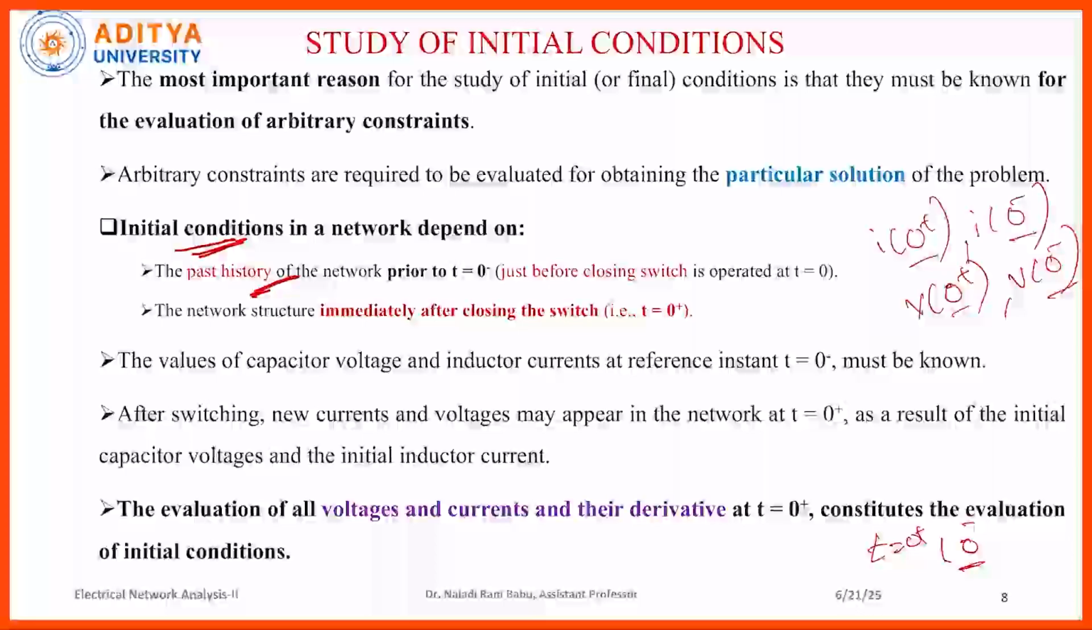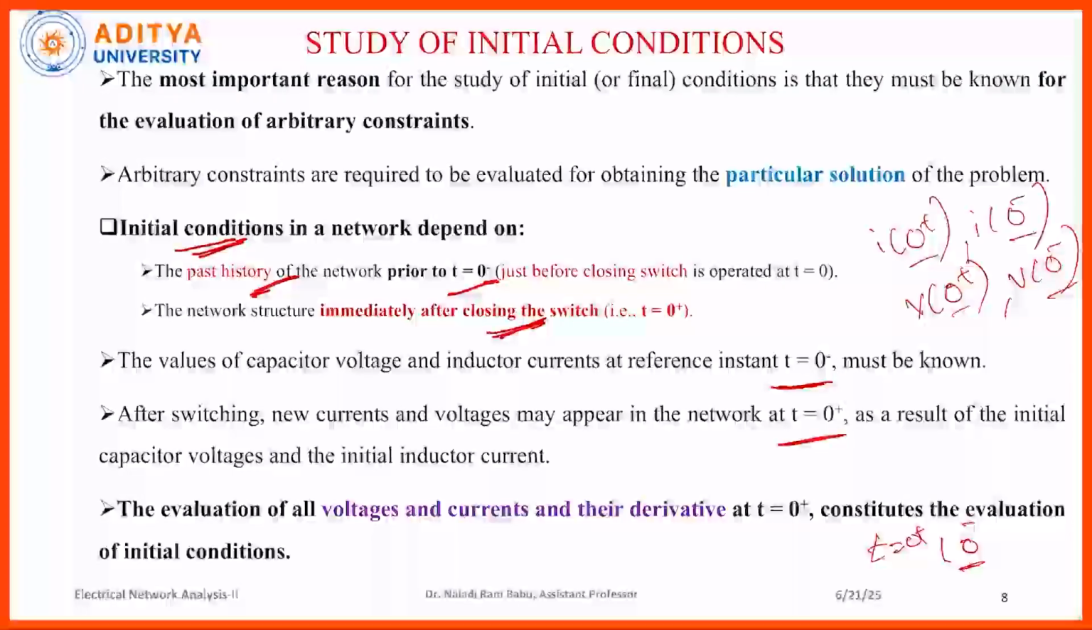One is the past history, that is t equal to 0 minus, that means just before closing the switch. We are going to study how the value of voltage or current will be just before closing the switch. And the second condition is immediately after closing the switch, that means t equal to 0 plus. Here the values of capacitor voltage and inductor current at t equal to 0 minus should be calculated, and at the same time at t equal to 0 plus should be calculated.